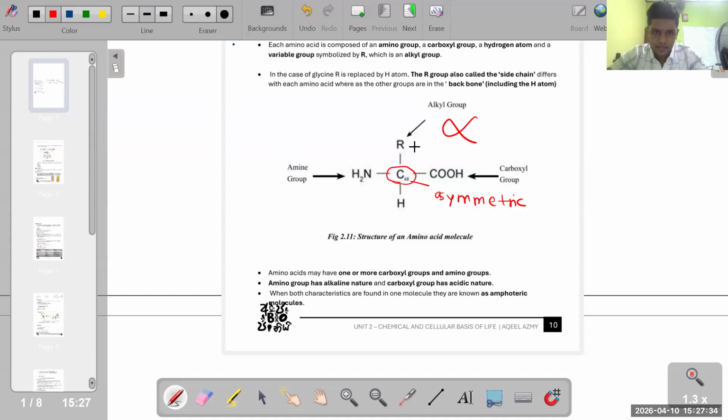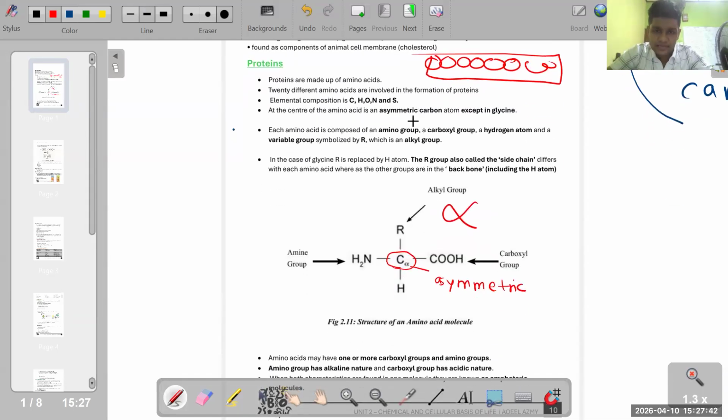Are they the same amino acids? Different amino acids. Very good. Okay, you are clear with that, right? So what does this asymmetric carbon actually mean?